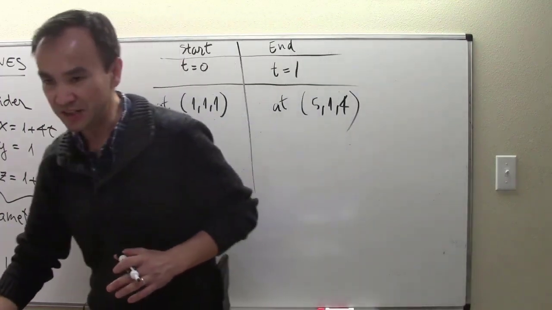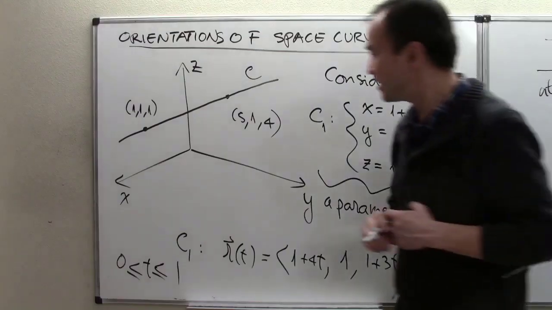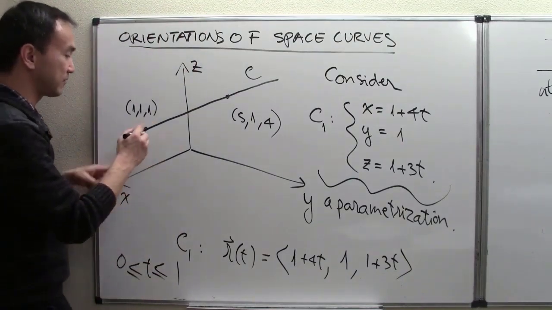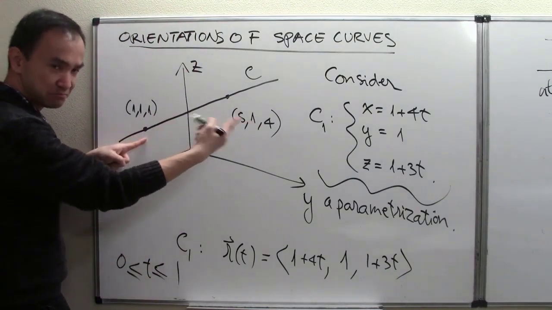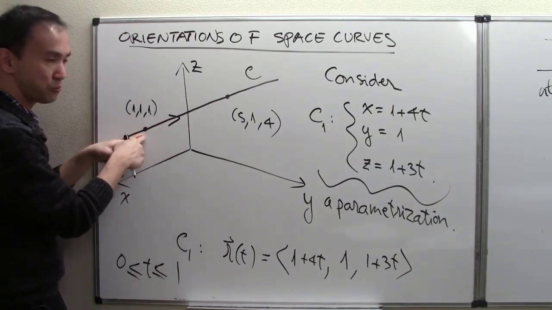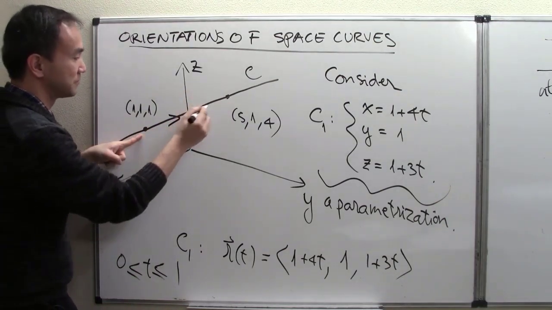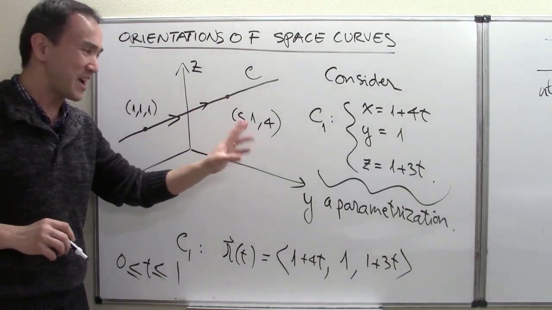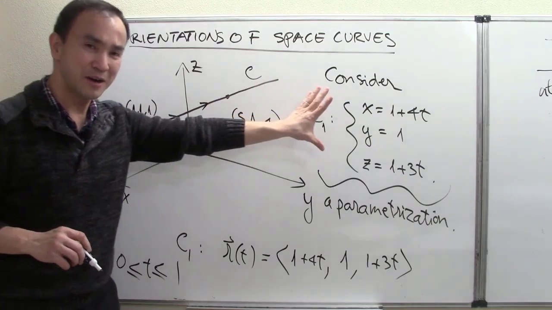So that means in this picture, as t is changing from 0 to 1, then we think about if we place a particle, as I've been saying, then the particle is moving this way from (1, 1, 1) to (5, 1, 4). All right.